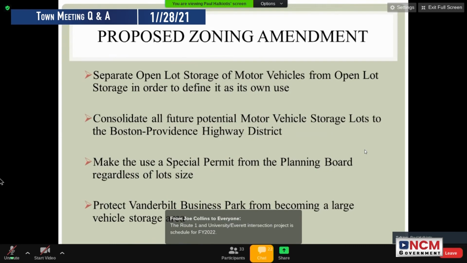The bylaw will separate open lot storage of motor vehicles from these other types of storage uses, consolidate that into the Boston Providence Highway District, and the Planning Board will become the special permit granting authority for all of these open lot storage areas, regardless of how many vehicles will be stored there. We also put in a footnote or provision that will prevent Vanderbilt Business Park from becoming one large vehicle storage area. We currently have one there now, and the Planning Board believes that's enough and doesn't want to see that area get turned into one big auto storage lot. And so we've got something in place that will prevent that from happening.